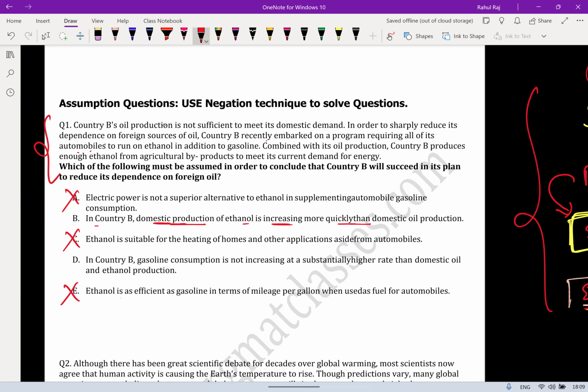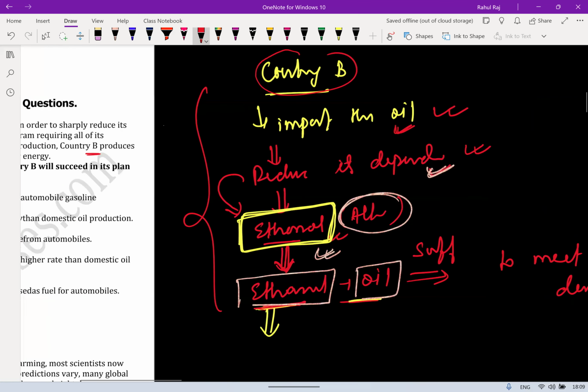Now imagine you don't understand anything from that. Domestic production of ethanol is increasing more than domestic oil production, whether it is increasing or not increasing. In case you do not understand anything, then follow step number 2. Step number 1, identify the conclusion. We have identified this. Step number 2 says what? Negate the answer choices. So I'm negating it: in country B, domestic production of ethanol is not increasing more quickly than domestic oil production. Do you think it is trying to impact the conclusion in any way?